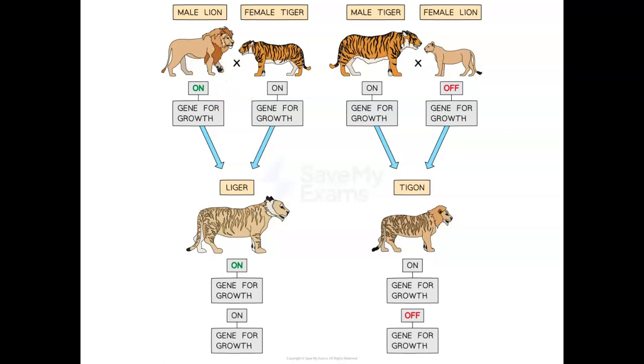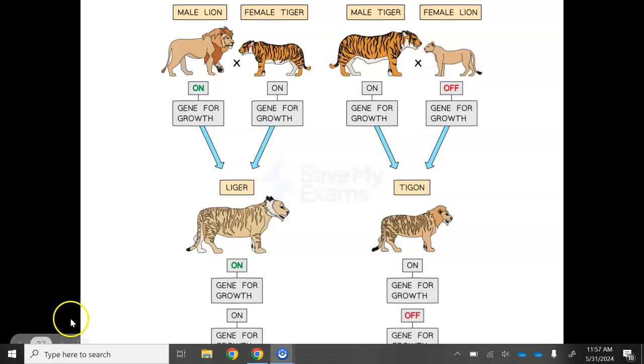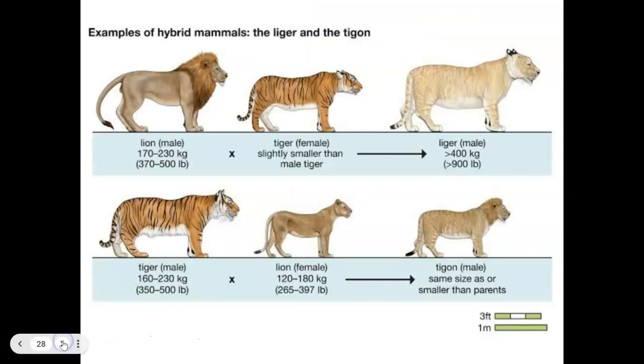And so this just shows that male lion, female tiger, no imprints, growth genes being passed on. The liger is huge. Male tiger, female lion, just normal growth genes being passed on, but the female's passing on the imprinted gene saying be small. And so the tigons tend to be small. This is just another picture, again, showing the difference in body size between ligers and tigons due to imprints that are either passed on or not.